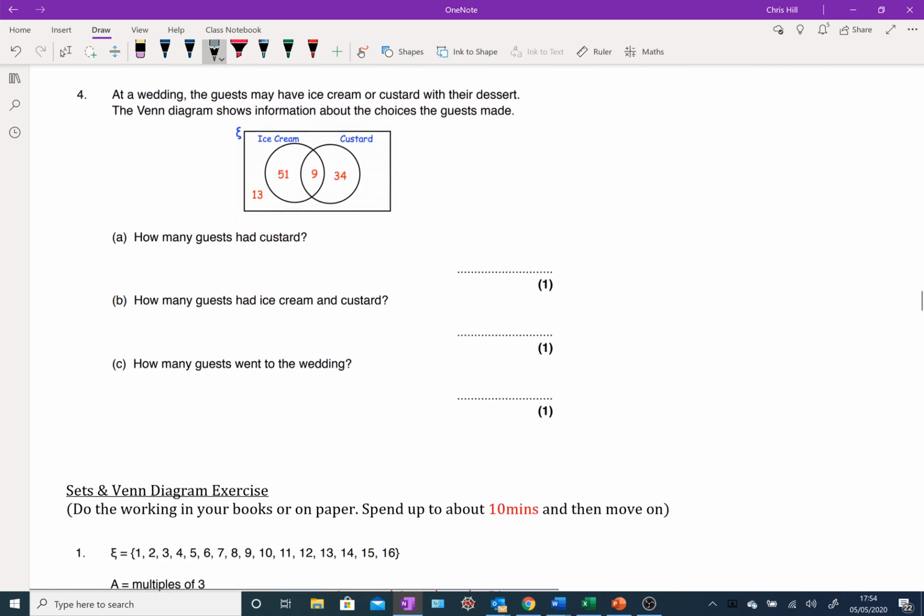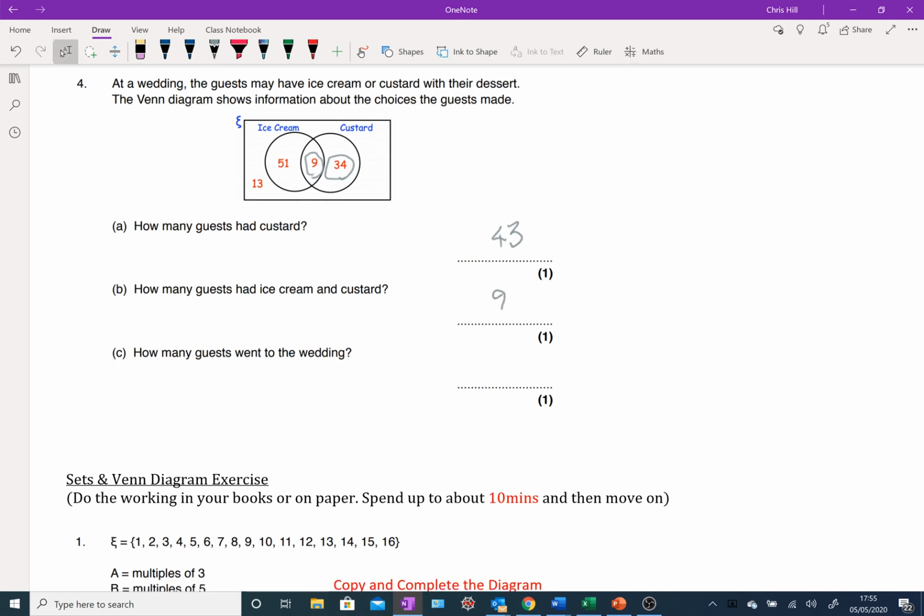Okay, and other kinds of wordy questions. At a wedding, the guests may have ice cream or custard with their dessert. The Venn diagram shows the information. How many guests had custard? Well, we can see that the guests that had custard will be the guests that only had custard, and also the guests that had both custard and ice cream. So the answer there would be 43. How many guests had ice cream and custard? That would be 9.